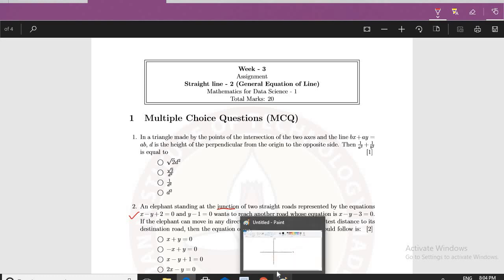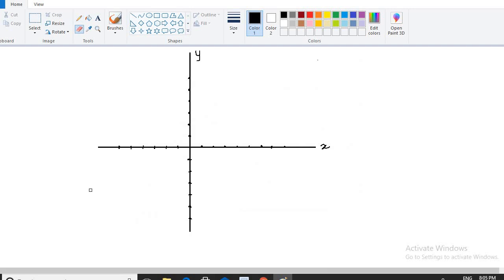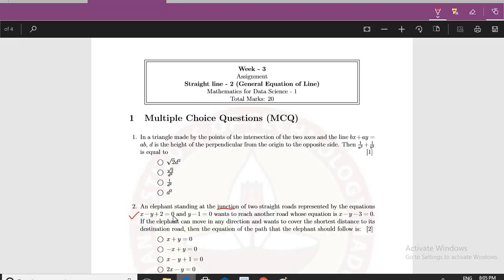Now let's see what this equation is telling. So first of all, let's plot these equations. The two equations are x minus y plus 2 is equal to 0, and the next one is y minus 1 is equal to 0. So first of all, let's plot this equation.